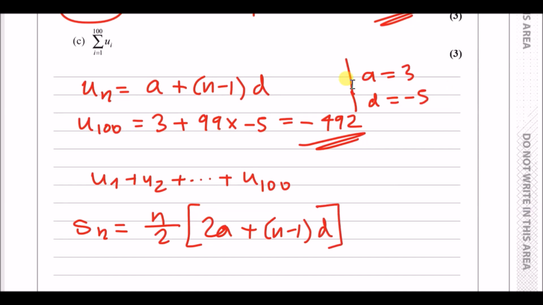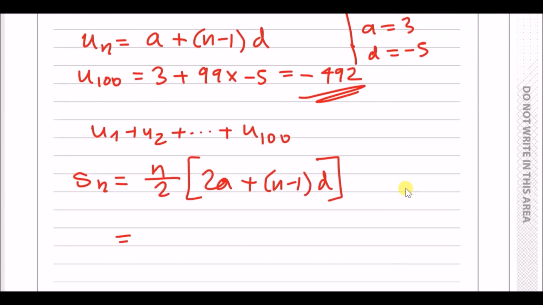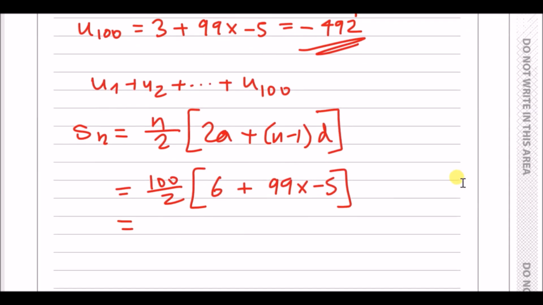Now plugging in all the values we know, a is 3, d is minus 5, and in this case n is 100. So we should get 100 over 2, 2a is 6, plus 99 times minus 5. Basically plug this all in and you should get a final result in your calculator of minus 24,450. And that's it guys, that's 7 done.